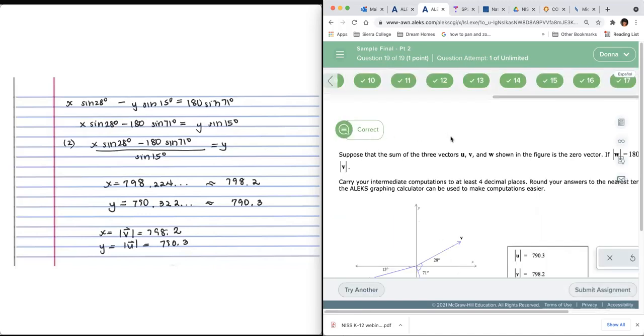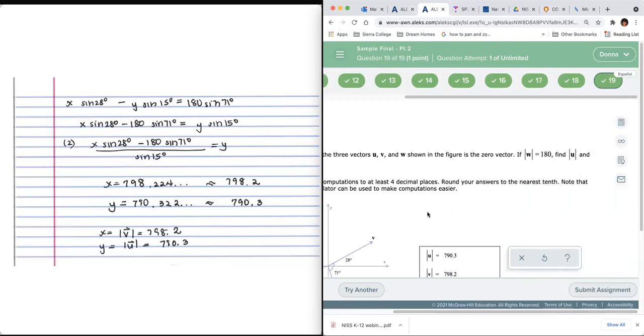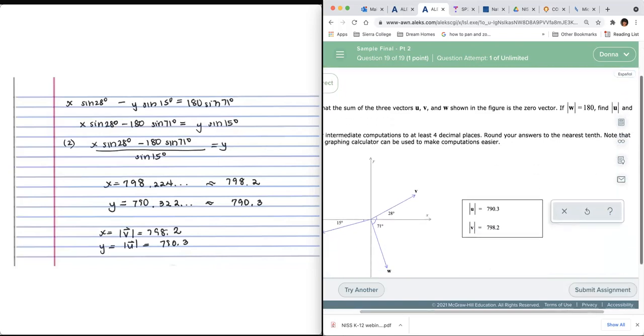So I hope this last video on problem number 19, on finding the magnitude of the vectors when they are in equilibrium, that means they sum to 0, if you know one of the magnitudes, was helpful.